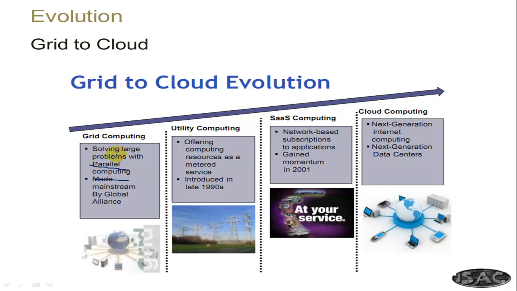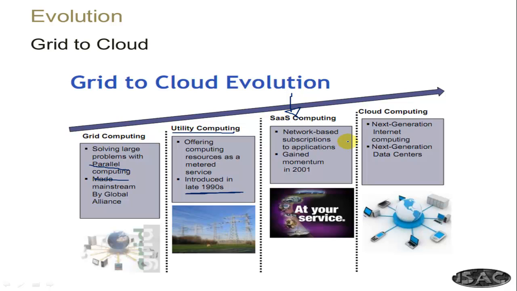Now utility computing started. It started in the late 1990s and that formed a kind of base for SaaS computing. This is where cloud computing started. SaaS, software as a service. Yahoo, Google, Google Calendar, Yahoo Photos, all of them are software as a service.